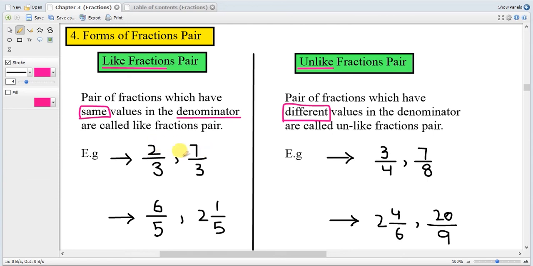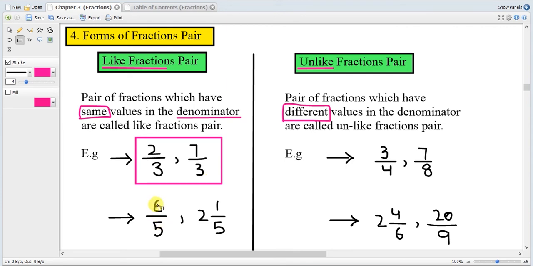So see, these are the two fractions, 2 over 3 and 7 over 3. So your focus should be on the denominator. The denominator values are the same, which are 3 and 3, right? So collectively these two fractions will become a like fractions pair, right?